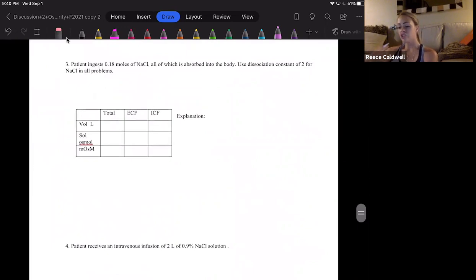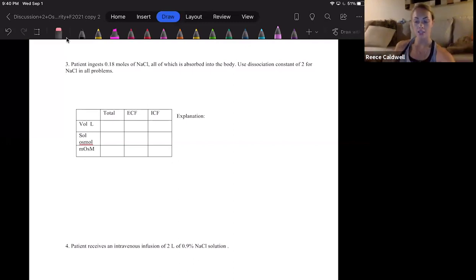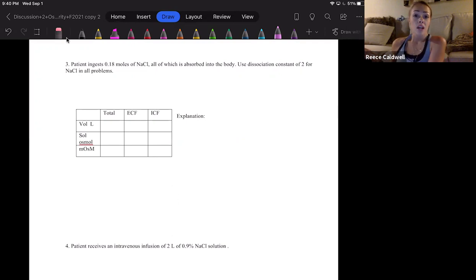So now our patient is going to ingest 0.18 moles of sodium chloride. Sodium chloride is also known as table salt. They did not consume salt water. We do not see liters anywhere there. So they did not consume any fluid. They just consumed plain old salt. So what we need to do to solve this one is convert those moles into osmoles so we can make changes to our solute concentrations. So we will now have changes in our solute concentration because we consumed some solute, we consumed some salt.